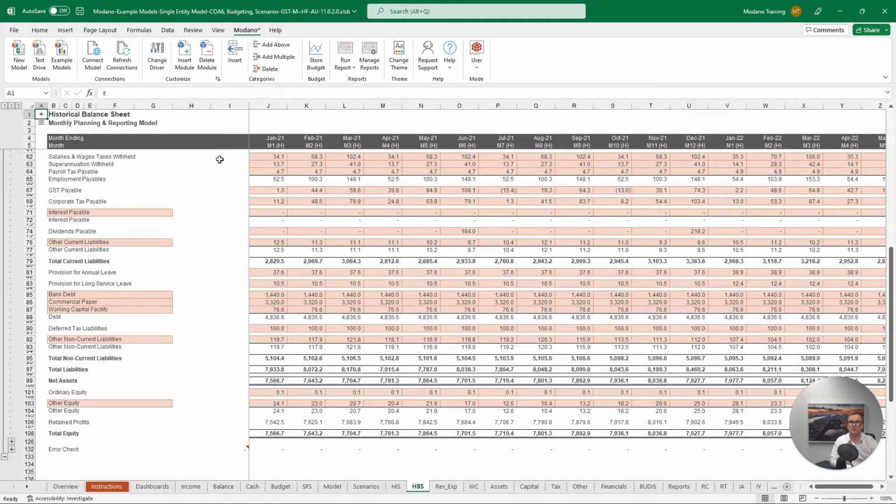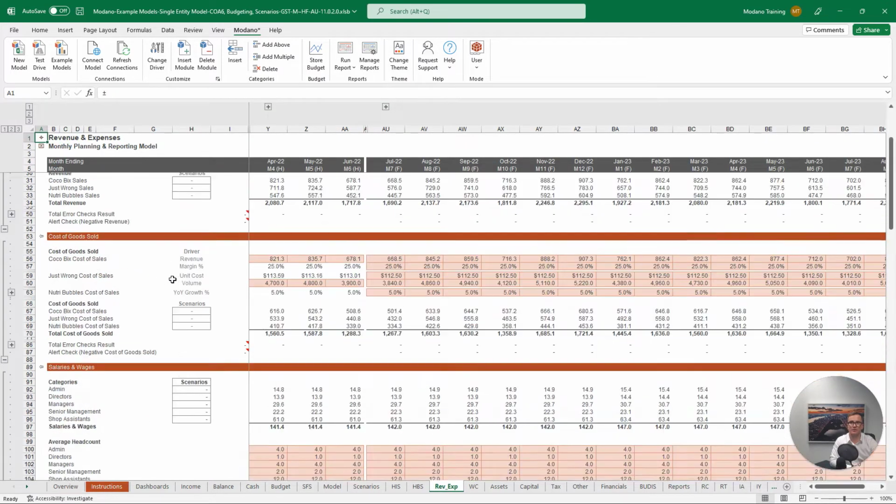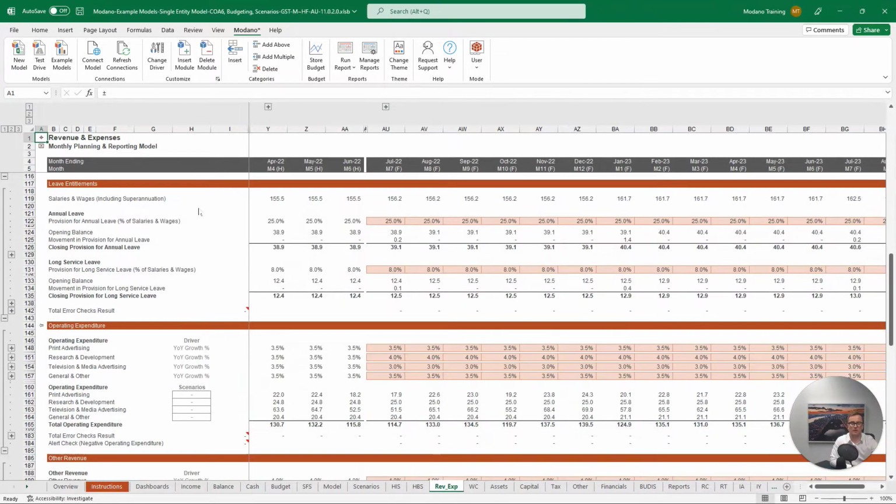Now, when we forecast your leave entitlements, this is handled on the revenues and expenses sheet located underneath your salaries and wages analysis. When we model the balances for your provisions of both annual leave and long service leave, we model these as a percentage of your monthly salaries and wages expense, including superannuation. In this example, we're assuming that the provision for annual leave is equal to 25% of our monthly salaries and wages expense cost, inclusive of superannuation. Similarly, we're assuming that our provision for long service leave is equal to 8% of the same expense.